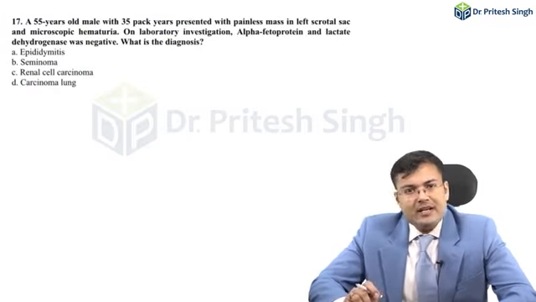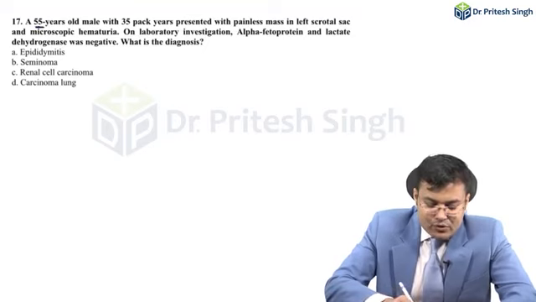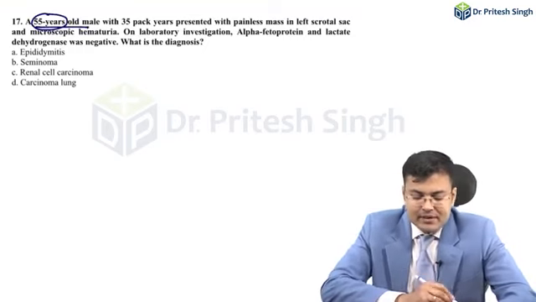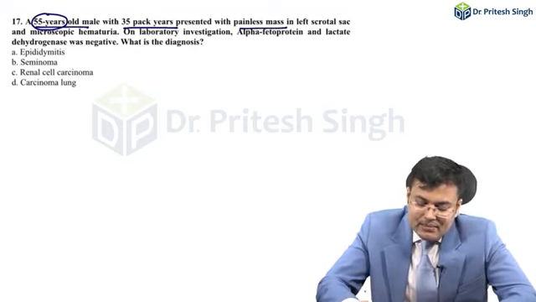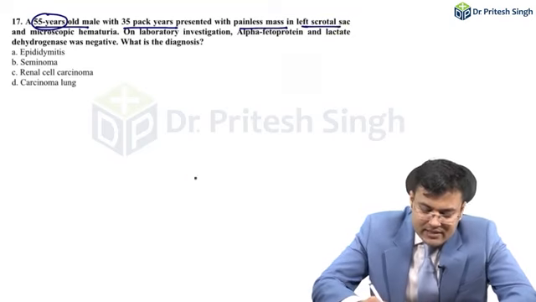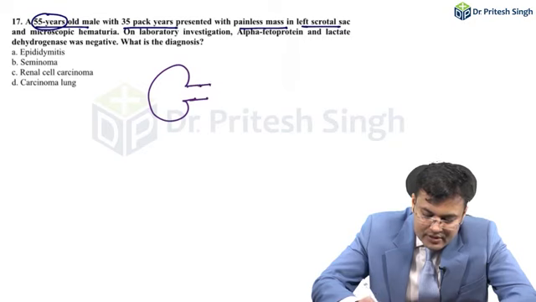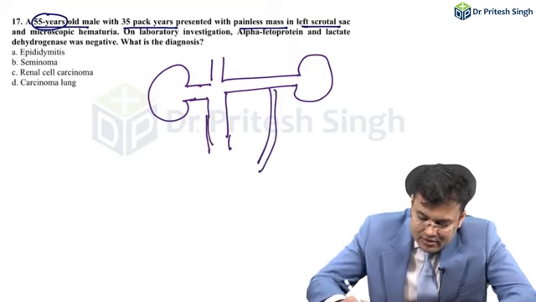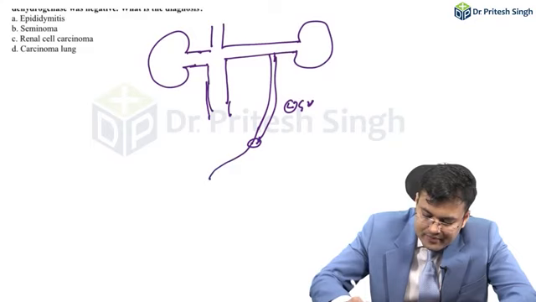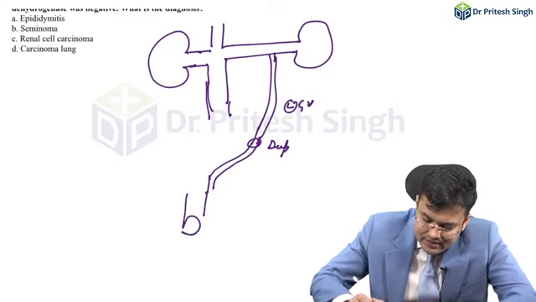Now see, this question is very interesting. Have a look. 55 years old male, first clue, age 55 years. 35 pack years of cigarette smoking. There is a painless mass in the left scrotal sac. Now just imagine this situation. This is the kidney, this is the renal vein, this is the inferior vena cava, this is the left renal vein, this is the left gonadal vein, and this is the deep ring, this is the superficial ring, and this is the testis. These are the pampiniform plexus of veins.